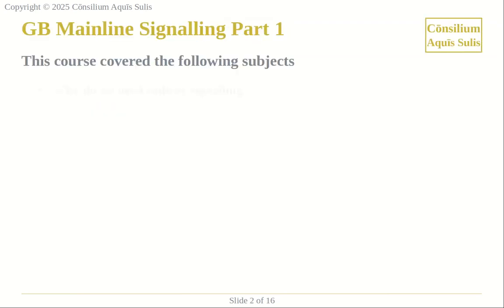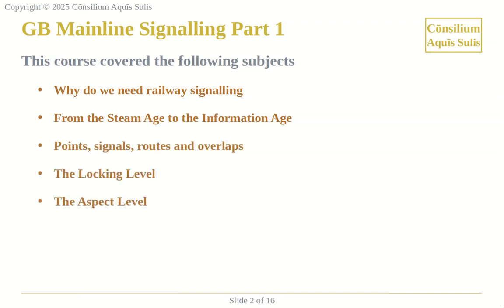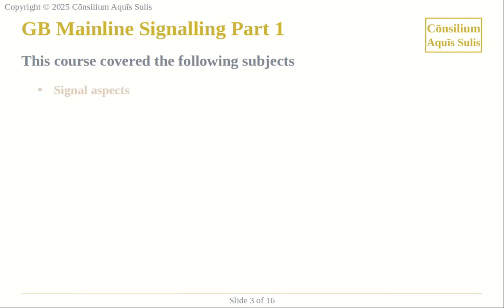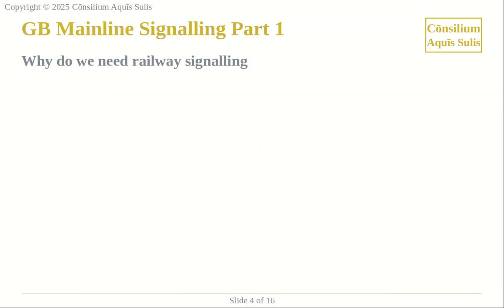In the course we covered the following topics. Why do we need railway signalling? From the steam age to the information age, points, signals, routes and overlaps, the locking level, the aspect level, signal aspects, route indications and approach control, factors that constrain signal positions, banner repeaters, AWS and TPWS.